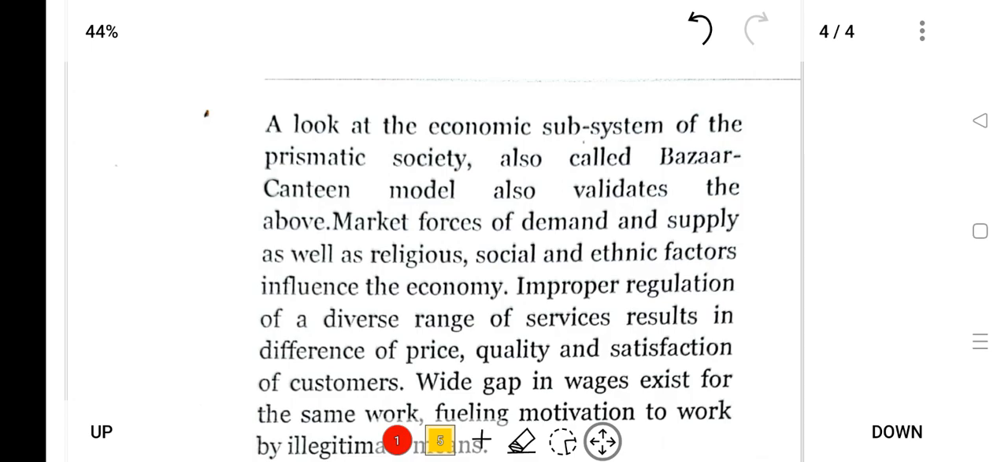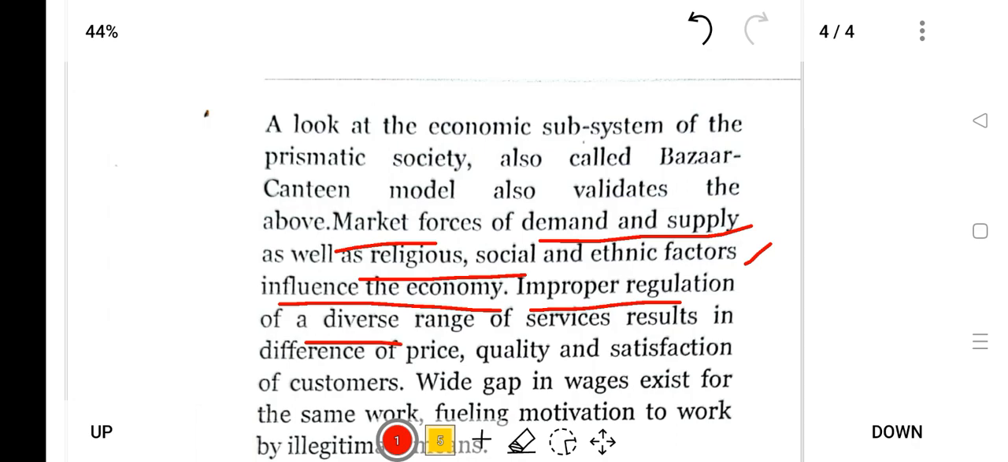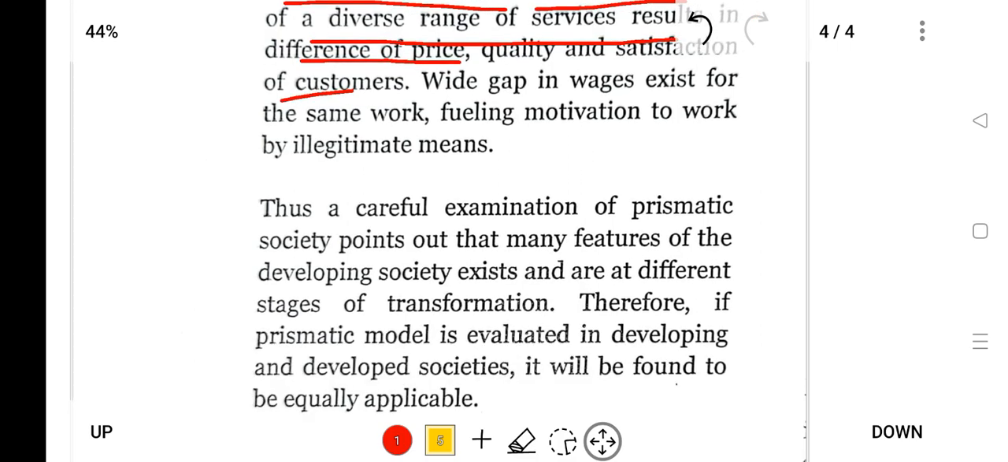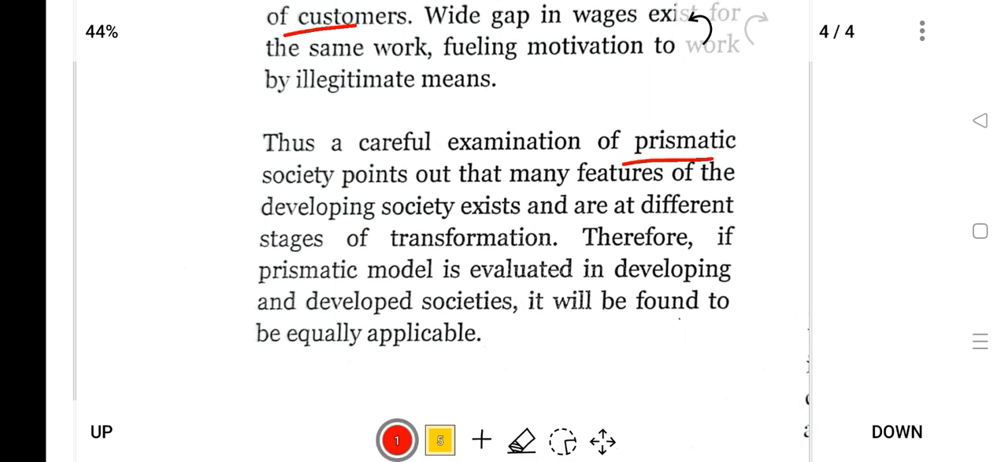The economic subsystem of the prismatic model, also called the bazaar canteen model, also validates this. Market forces of demand and supply as well as religious, social and ethnic factors influence the economy. Market forces of demand and supply work in developed countries, especially in capitalist economies, while religious, social and ethnic factors, such as caste or religion, matter more in underdeveloped countries and affect the economy. Improper regulation of a diverse range of services results in differences of quality, price and satisfaction of customers. A wide gap in wages exists for the same work, fueling motivation to work by illegitimate means. Thus a careful examination of prismatic society points out that many features of the developing society still exist and are at different stages of transformation.